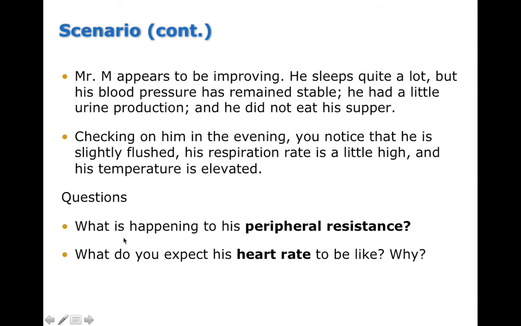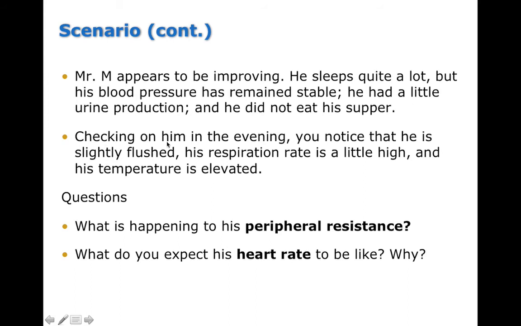So this next question here says, what's happening to his peripheral resistance? Well, remember, peripheral resistance is going to correlate with blood pressure. Now, the blood pressure here has remained pretty stable, and he had a little bit of urine production, so his urine production hasn't really increased a whole lot. So the peripheral resistance may have actually remained fairly stable, considering his blood pressure is pretty stable. And then, what do you expect his heart rate to be like? Well, his heart rate could be increased in order to maintain normal blood pressure. It really just depends on how much peripheral resistance is going on.